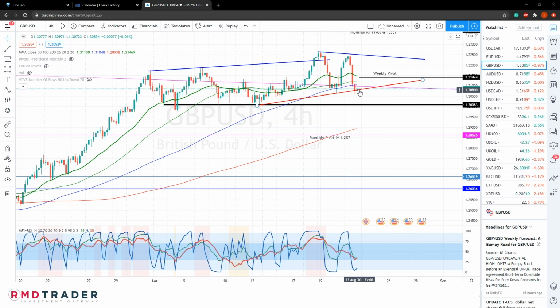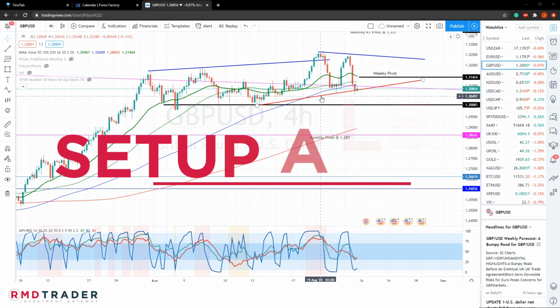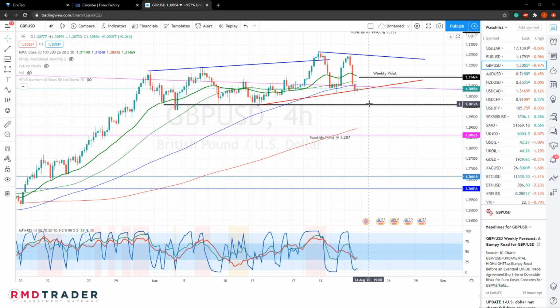And I think the important thing here would be that if we were to break below this support, the next level of support would be at this 1.300 level. And of course, should we break below that, then we can test anything in between our 200 SMA on the 4 hour to our monthly pivot at 1.287.